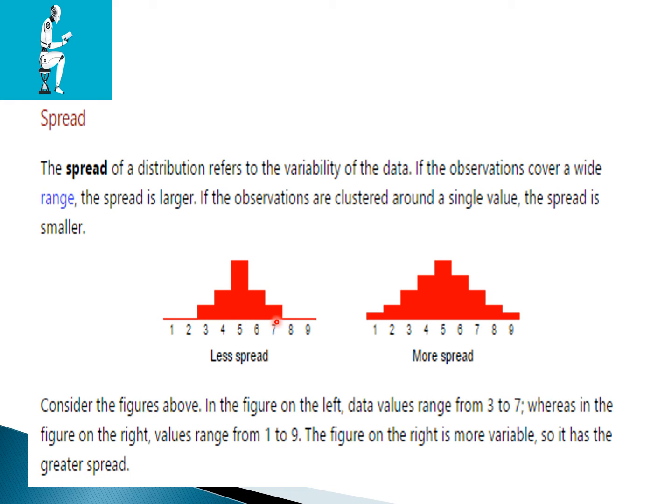If you are looking at this particular graph, the value ranges from 3 to 7, and if you are looking at this particular one, its value ranges from 1 to 9. So comparatively, the first graph is having less spread than the second. Consider the corresponding figures. In the figure on the left, data ranges from 3 to 7, whereas on the right, value ranges from 1 to 9. The figure on the right is having more spread.